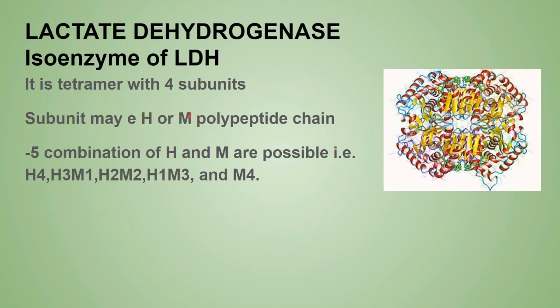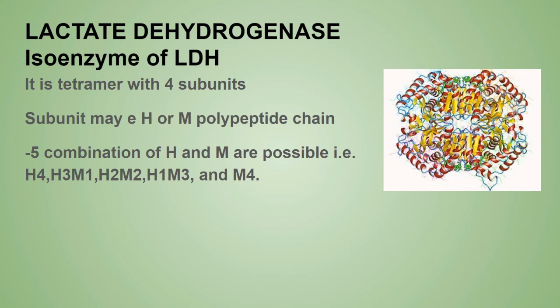So because of very minute variation in the amino acids in these 2 polypeptide chains, there are different forms of isoenzymes in this LDH. Because of variation in different places of amino acids, there are 5 combinations of H and M possible in nature. That is H4, H3M1, H2M2, H1M3 and M4.